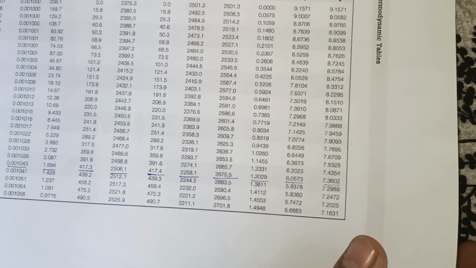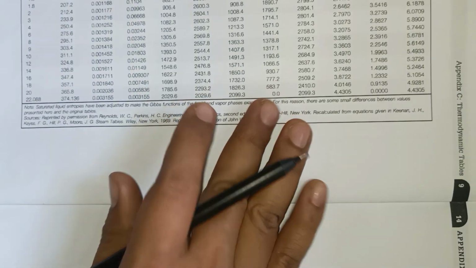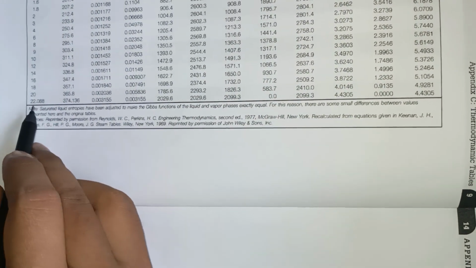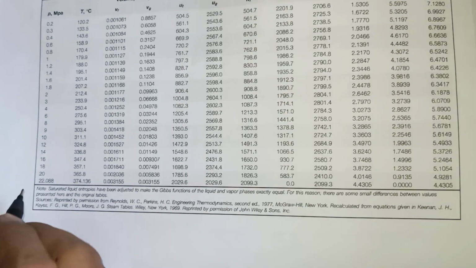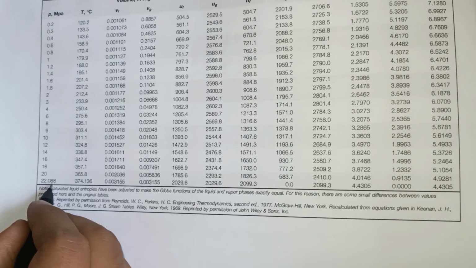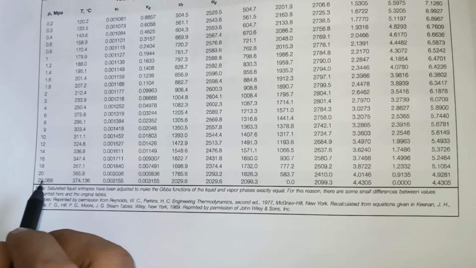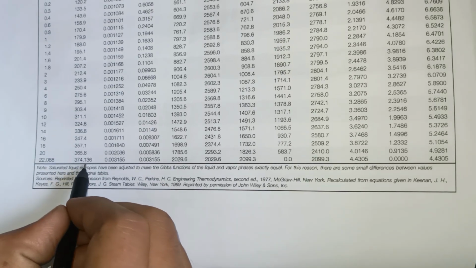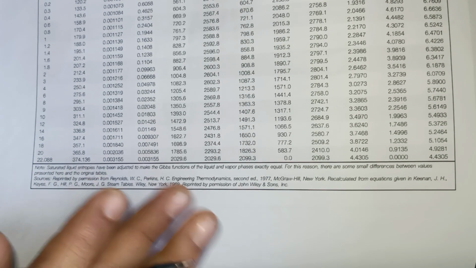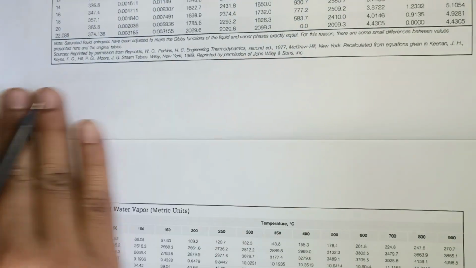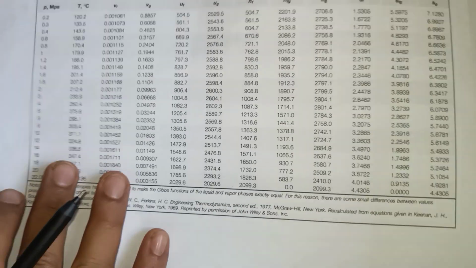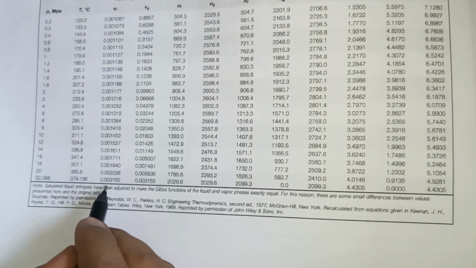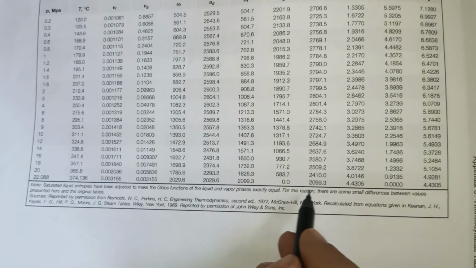Now suppose this steam table goes up to 22.088 megapascal, that means 220.88 bar, and the temperature will be 374 something. So the steam table ends in this way. Here the steam table ends. Now with respect to this point, you can find the values of these properties.